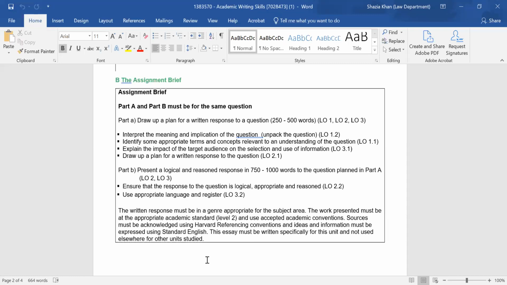Okay, 2.2, use appropriate language and register, which is learning outcome 3.2. The written response must be genuine, appropriate for the subject area. The work presented must be at appropriate academic level, so level 2, and use accepted academic conventions. Sources must be acknowledged using Harvard referencing conventions, and ideas and information must be expressed using standard English. This essay must be written specifically for this unit and not used elsewhere for other units.